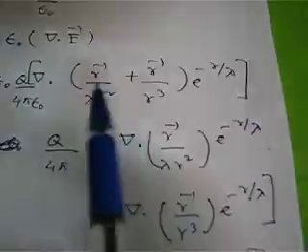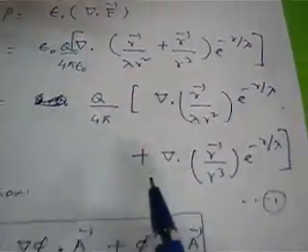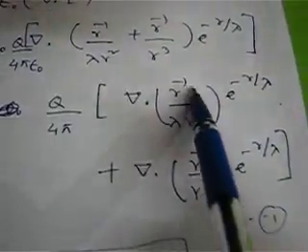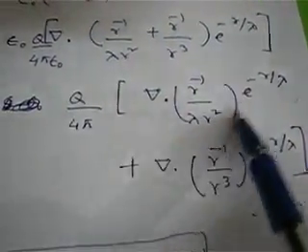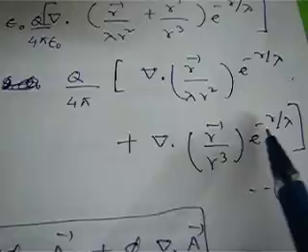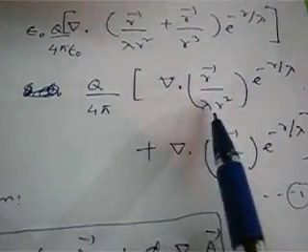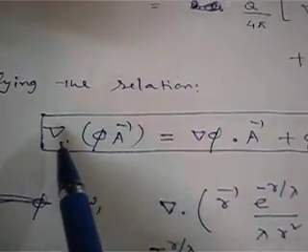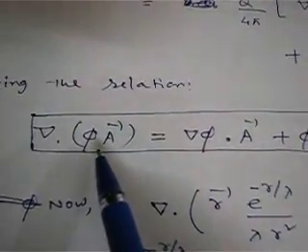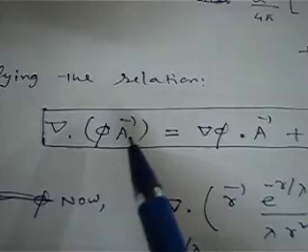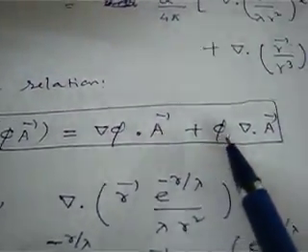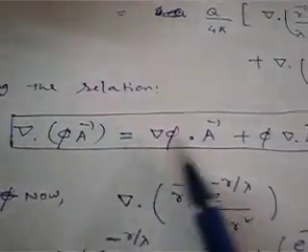Let us separate these two vectors. Now look at this expression. Divergence of this: this is a vector, this is a scalar. Divergence of this: this is a vector, this is a scalar. To find this value, we should apply this vector identity, that is divergence of phi a. Phi is a scalar, a is a vector. The relation is grad phi dot a plus phi divergence a. So this is the vector identity.